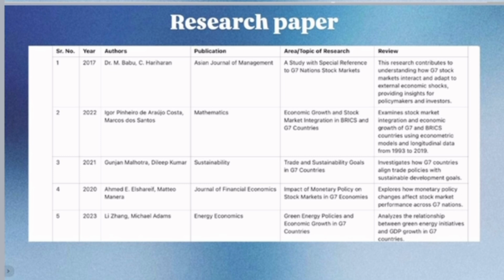Third, year 2021. Authors Gunjan Malhotra and Dilip Kumar. Publication Sustainability. Topic of research: trade and the sustainability goals in G7 countries. Review: investigates how G7 countries align trade policy with sustainable development goals.